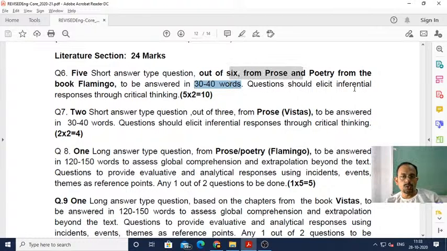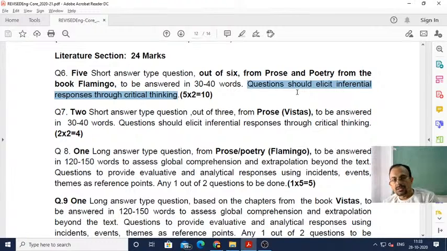Questions should elicit inferential responses through critical thinking. The questions will not be direct questions. The questions will be based on inferential responses, meaning based on your analytical skills and critical thinking. Anyway, next type of questions.